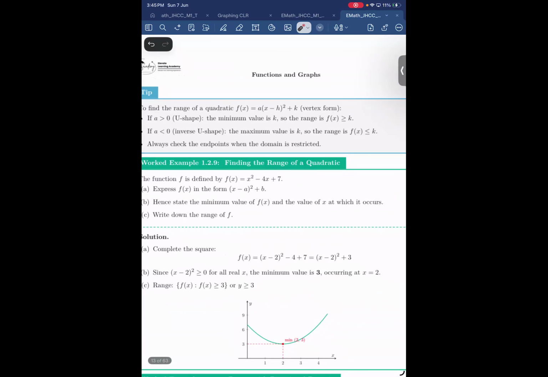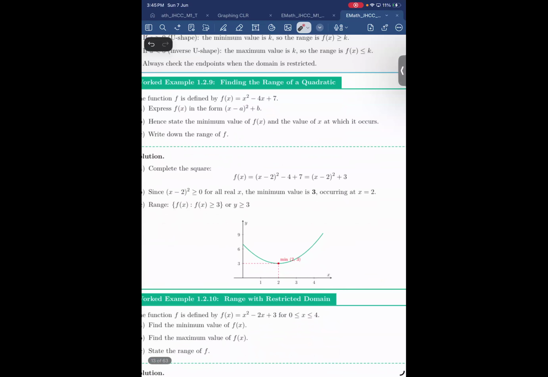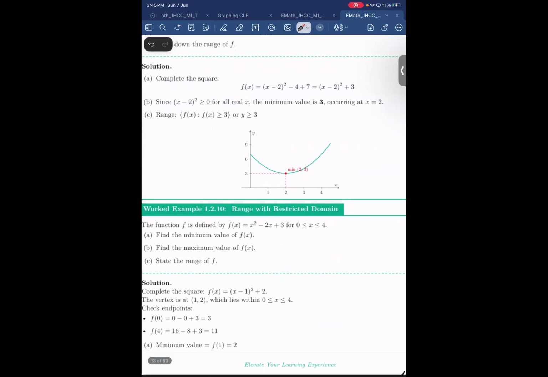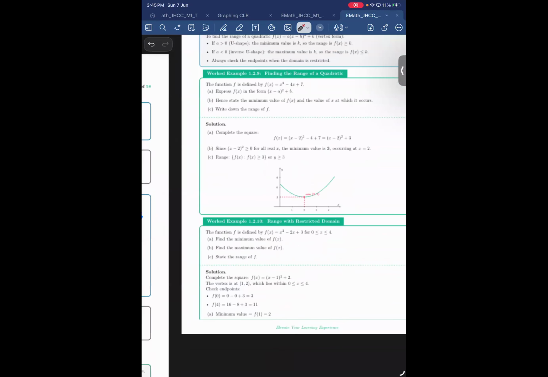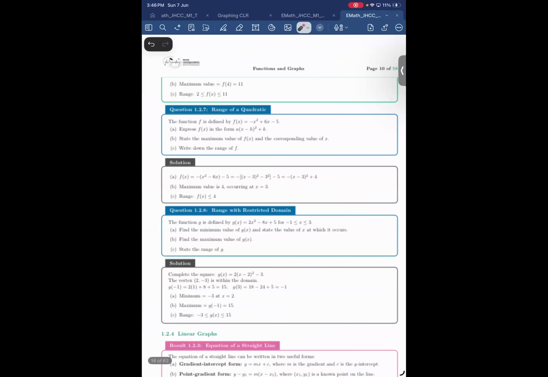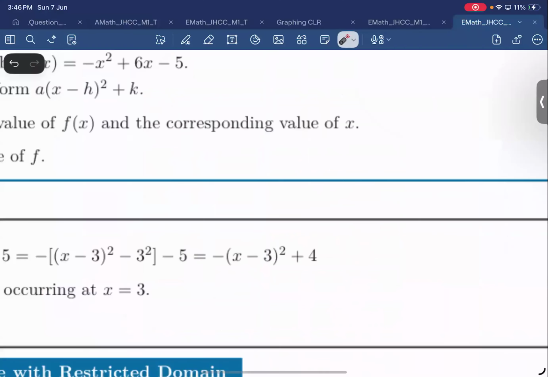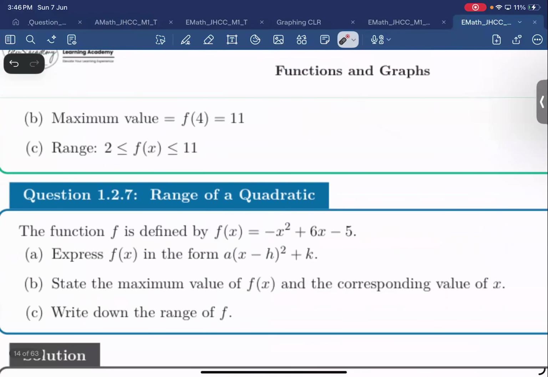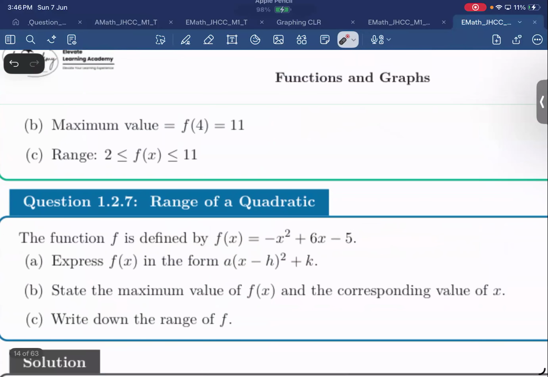This example is basically what I've seen before already. Given a function, complete the square, then the minimum value will be the y coordinate of the turning point, so it's 3. And that happens when x equals 2. So your range is basically y more than or equal to 3. The next example, I think we'll skip it. Then you can give 1.2.7 a try. It's not too difficult, it's basically something else.